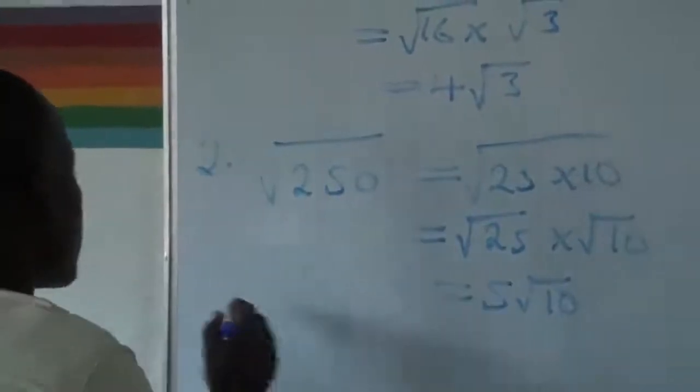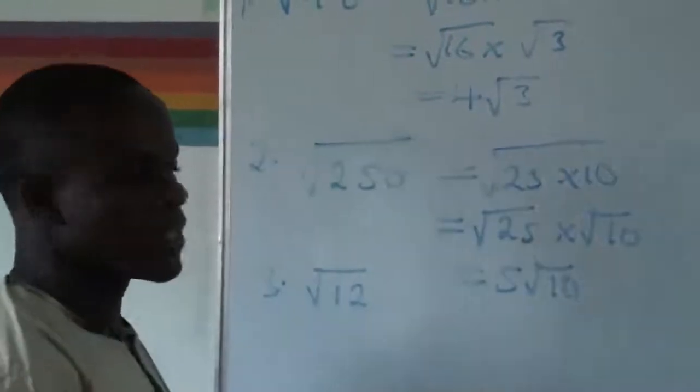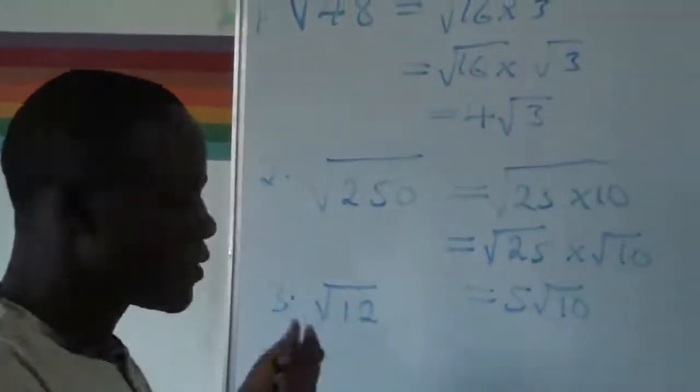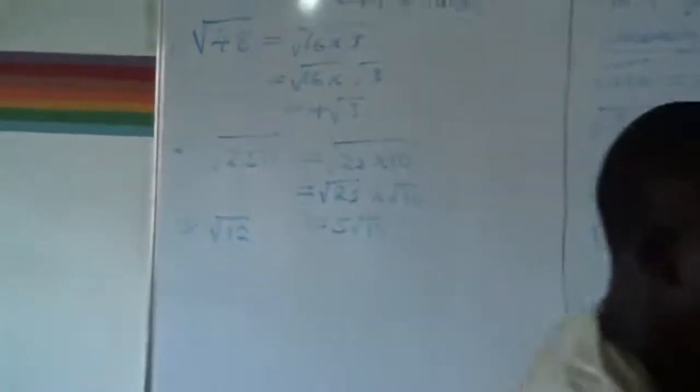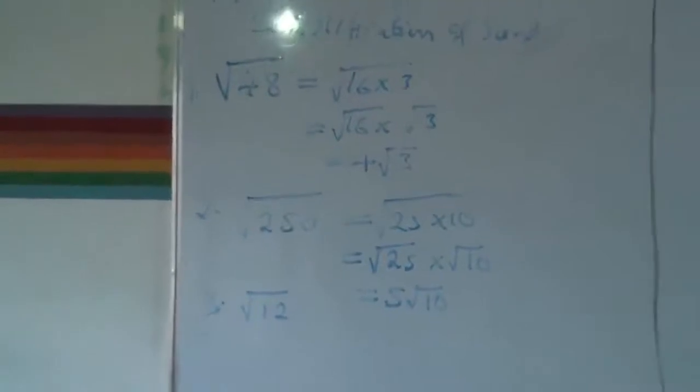Let me ask you a very simple one. We have square root of 12. How can we change this one to a basic form? Let me give you just 1 minute to try this, and then we come back and take it over. I hope you are trying it.